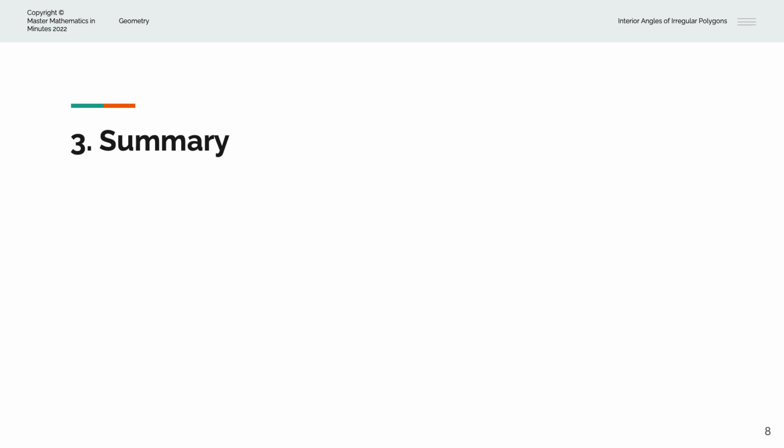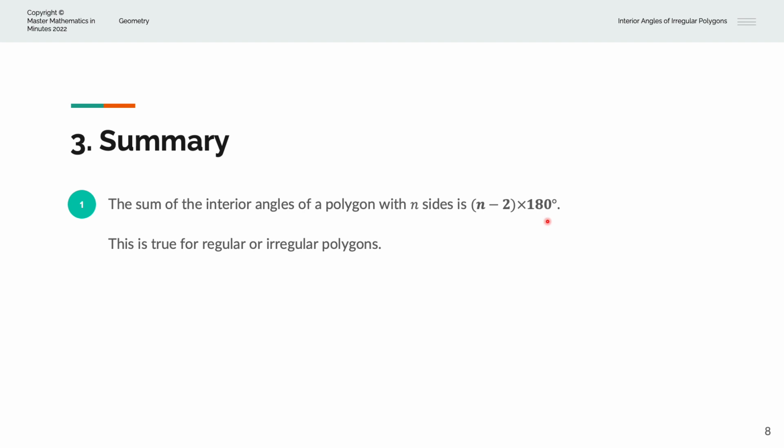To summarize, the sum of the interior angles of a polygon with n sides is given by n minus 2 multiplied by 180 degrees. And this relation is true for regular or irregular polygons. Irregular polygons have sides of length that are not equal.